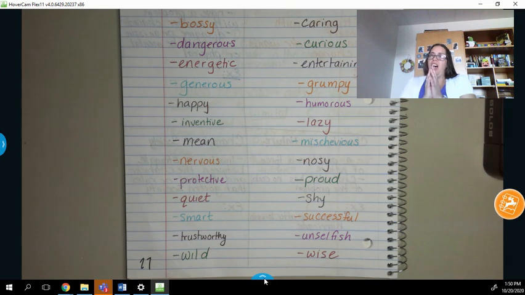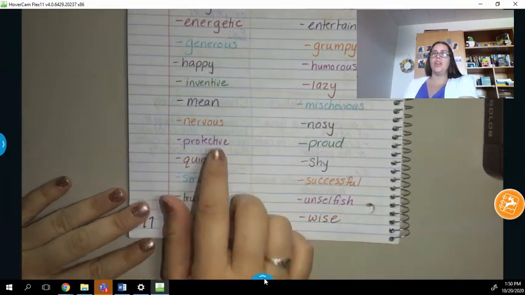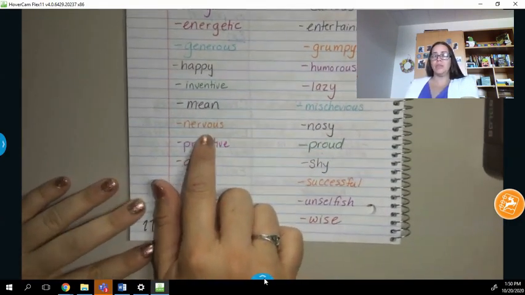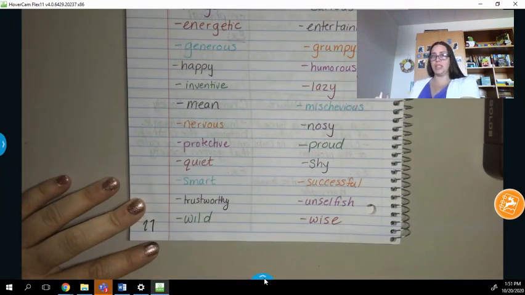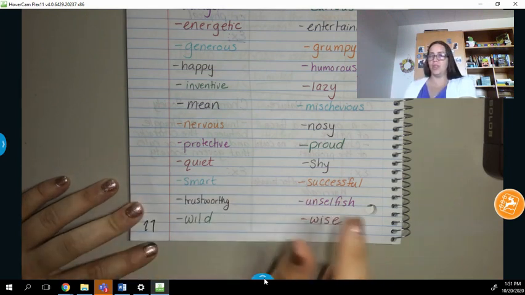Mischievous. I'm going to think up maybe a practical joker or somebody who likes to tease somebody else. We could also say somebody is nervous. Perhaps they're getting ready to do a performance and they're super nervous about this performance and they're, oh my goodness, I have butterflies in my stomach, kind of nervous.